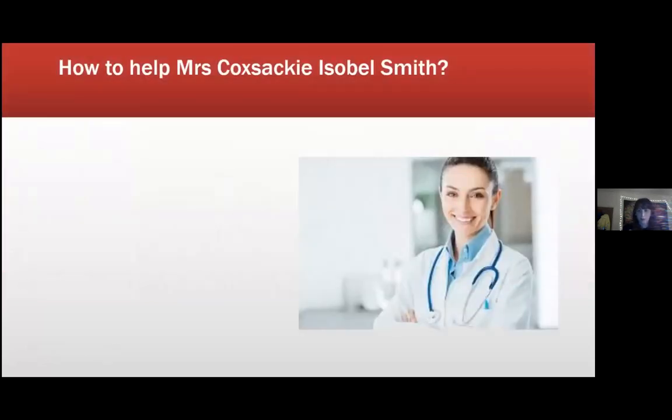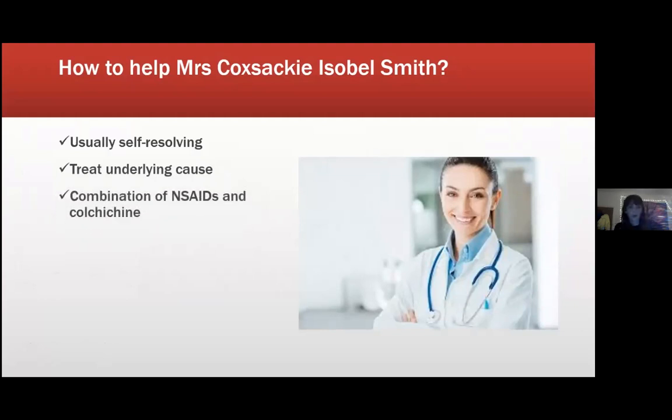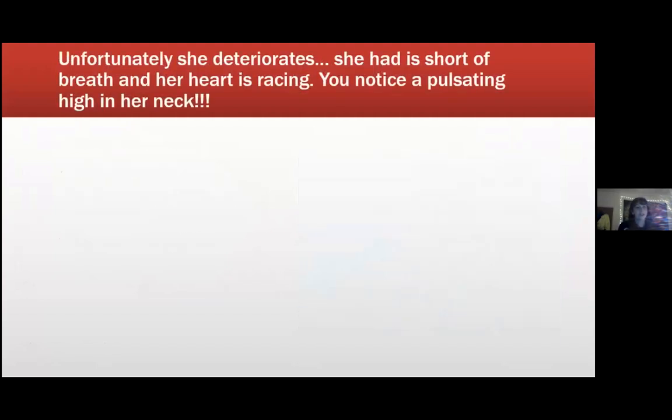So how are we going to help her? Luckily for her, it's hopefully self-resolving. So we're going to be treating the underlying cause if we know what's caused it, giving a combination of NSAIDs and colchicine, and then just managing her symptoms as they come. But unfortunately, in this case, she deteriorates and she's now short of breath and her heart is racing. And if you look at her neck, you notice a pulsating high in her neck, or like a kind of fluttering, which, as you probably guessed, is an elevated JVP.